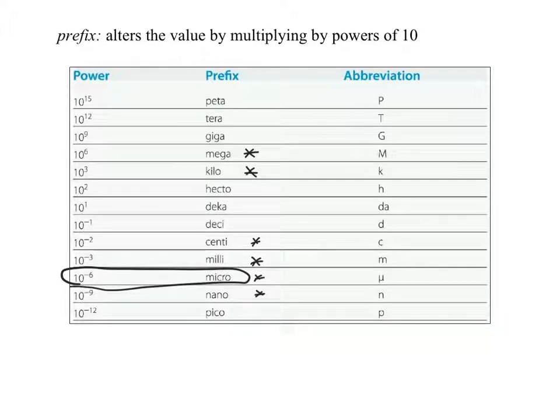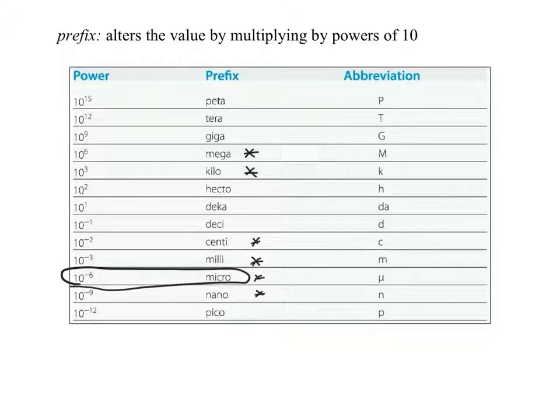Now, what am I getting at here? Let's discuss. First, these are all prefixes. So these alter a number by multiplying by some power of 10. If I have a millimeter, it's like a meter times this number. If I have a centimeter, it's like a meter times this number. If I have a kilometer, how many meters? 1,000. Well, what's 10 to the third? It's 1,000. 3 zeros, right? That's how you know the number of zeros. A kilometer is 1,000 meters. So a kilometer is a meter times that number. A megameter is a meter times that number.